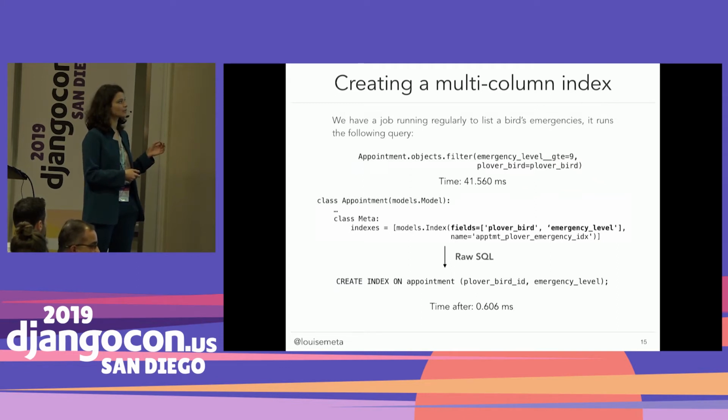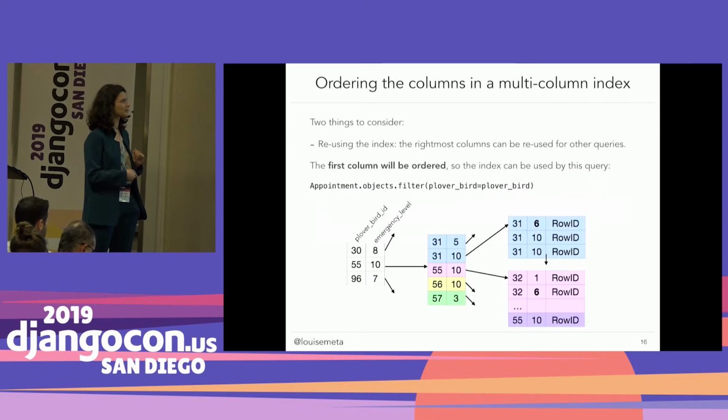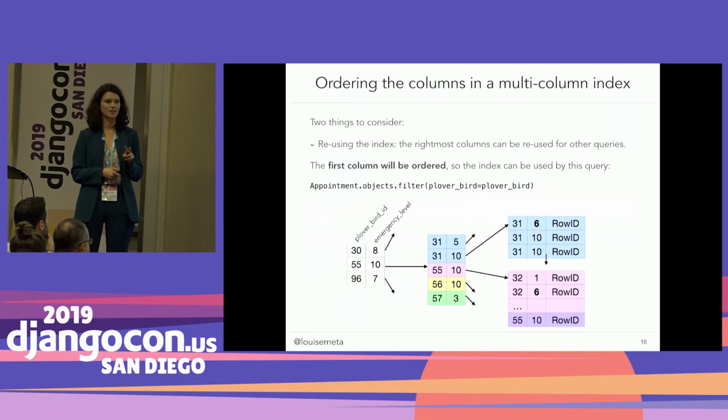So here I create an index, and in fields there are 2 columns. So in raw SQL you do a create index on table, and instead of having just 1 field, you have 2, 3, 4, 5. Just don't go too crazy about that, but you have more than 1 field. There are 2 things that you have to know about multi-column indexes. The first thing is that you can actually reuse your index.